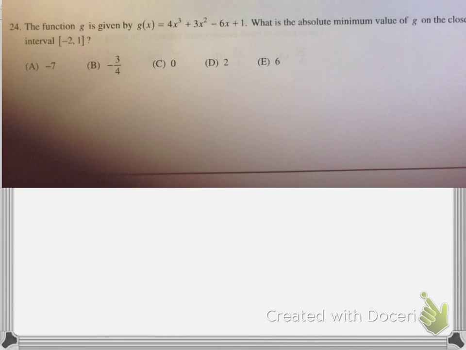Okay, same packet, and now we're starting with number 24. So this question, the most important thing is it's asking for the absolute minimum. So for the absolute minimum, you always want to check the endpoints and then any critical points.